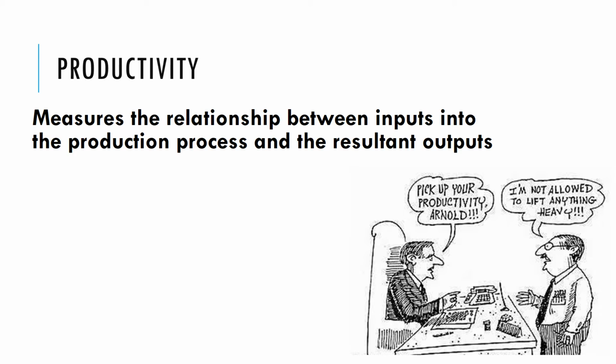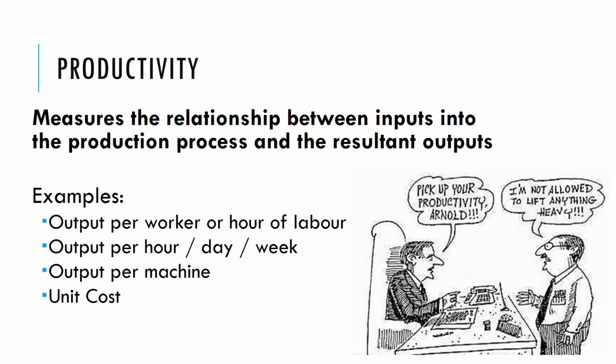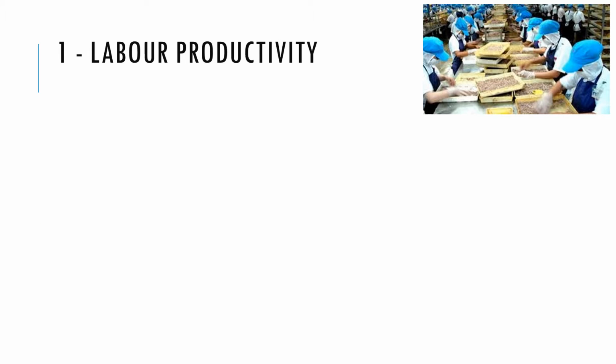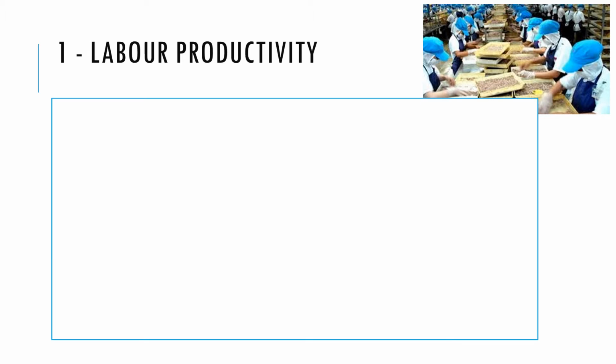Productivity, as we looked at last year, measures the relationship between inputs into the production process and the resultant output. So for example, output per worker or hour of labor, output per hour, output per machine, unit cost. In this video, we're going to focus on labor productivity, the output of the workforce. This is the first one that we need to take down.